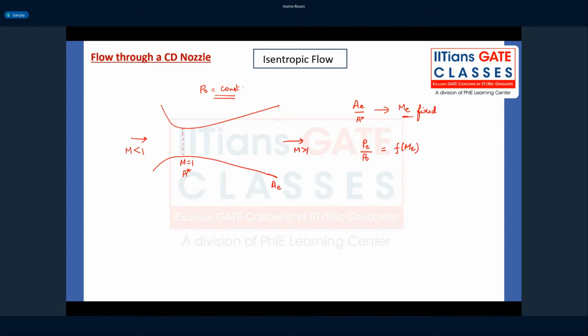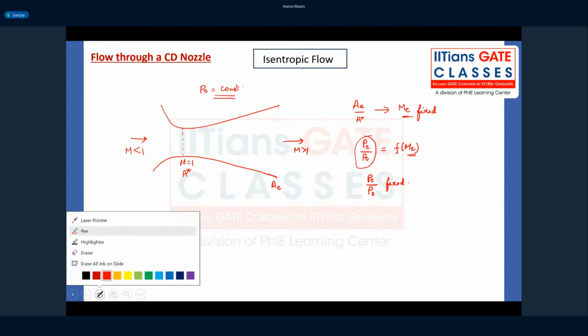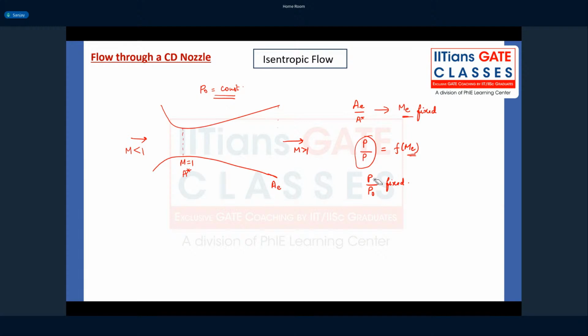Okay. So, because my ME is fixed, the ratio of P by P naught is fixed. And how is P by P naught given? Or P naught by P? It's easier to find P naught by P. So let's write it as P naught by P. P naught by P is given by 1 plus (gamma minus 1) by 2 ME squared, power gamma by gamma minus 1. Right? So if I know my ME, I know my P naught by P.